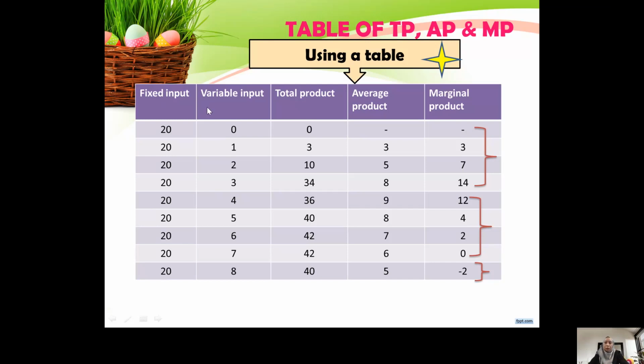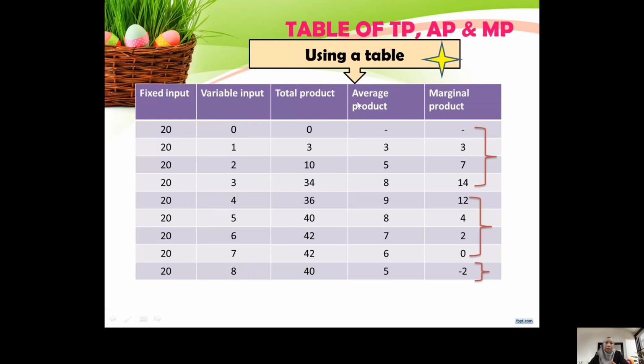Because we understand that in short-term production, we have at least one fixed input and one variable input. You can see here the value for the fixed input remains the same, and the variable input, which is labor, keeps increasing, adding one more labor for each production.